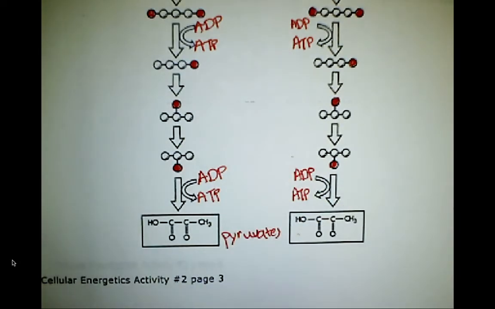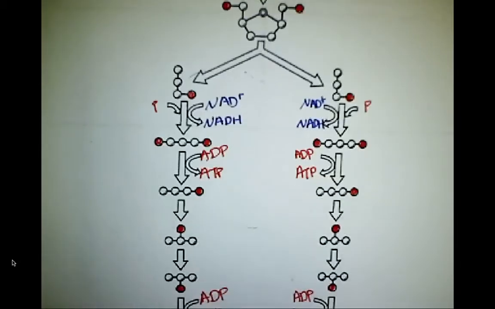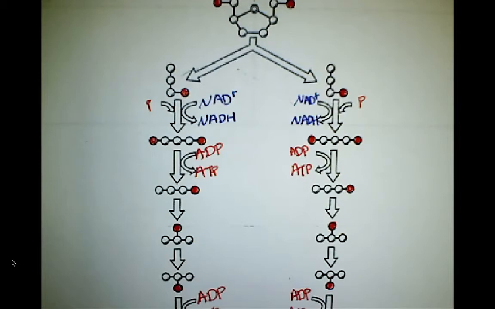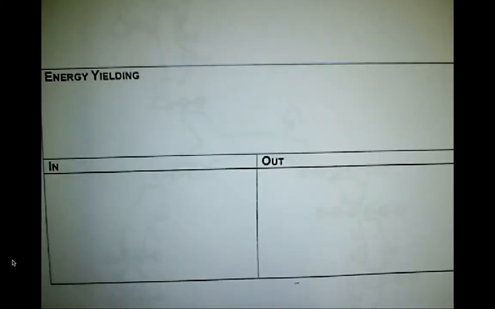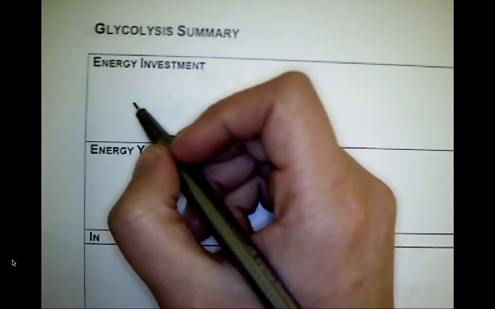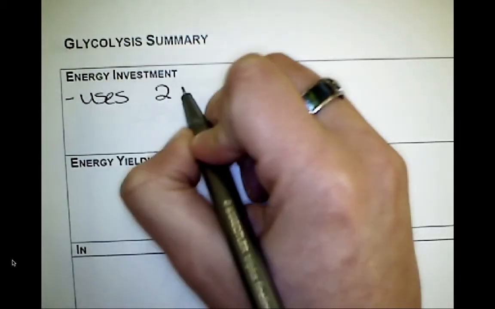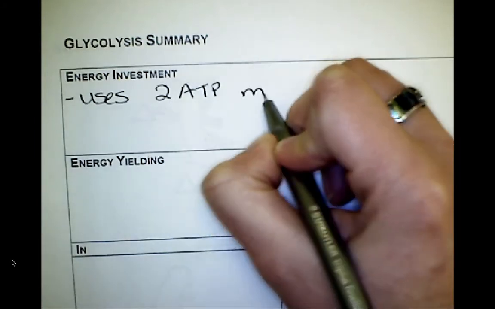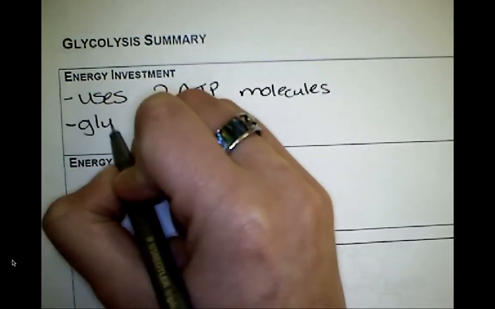Okay. So, on the next page, we're going to just summarize everything that just happened. Basically, I made some ATPs, and I rearranged some things. Okay, split glucose, all that kind of stuff. So, the first stage, up at the top before I split everything, is what we call the energy investment stage. And it uses 2 ATP molecules. And I'm going to split glucose. Glucose is split.